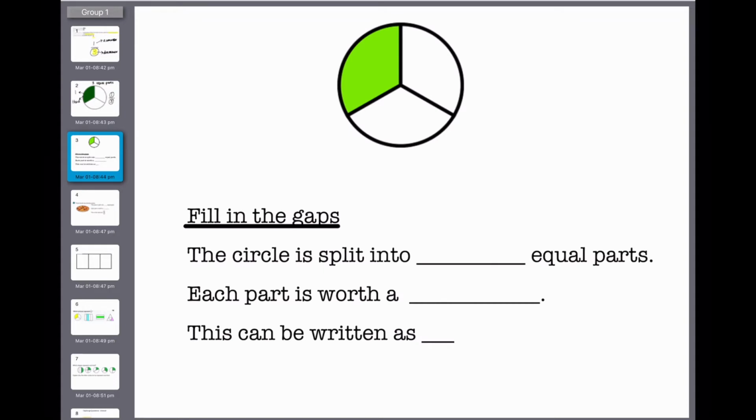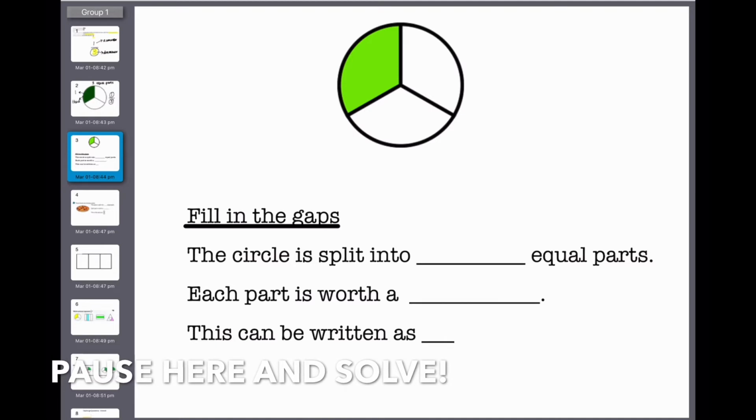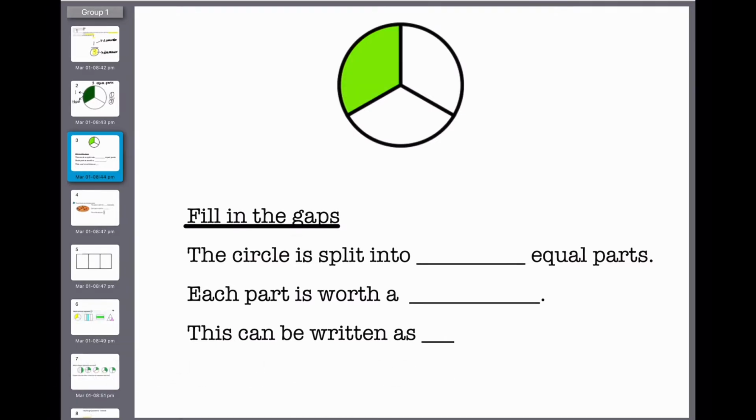Look at my fraction circle. Pause the video here and fill in the missing gaps. When you've filled in the missing gaps, unpause the video and we can solve together. The circle is split into how many equal parts? 1, 2, 3. Each part is worth a third. Well done. This can be written as 1 out of 3. Who got that? Well done, you.